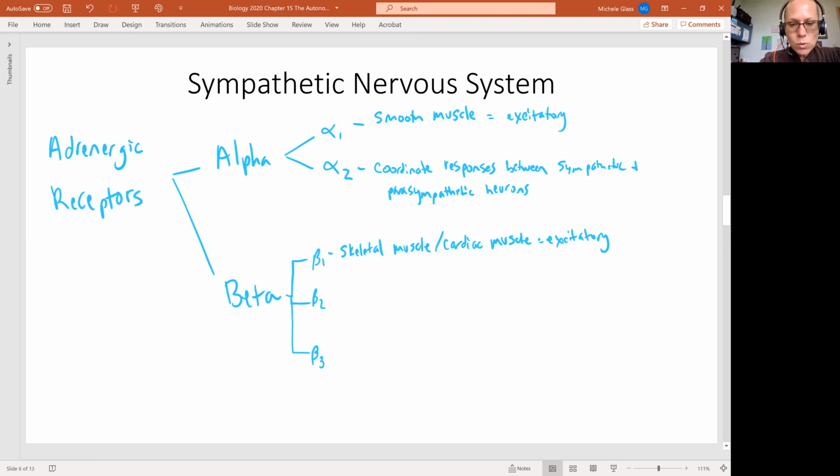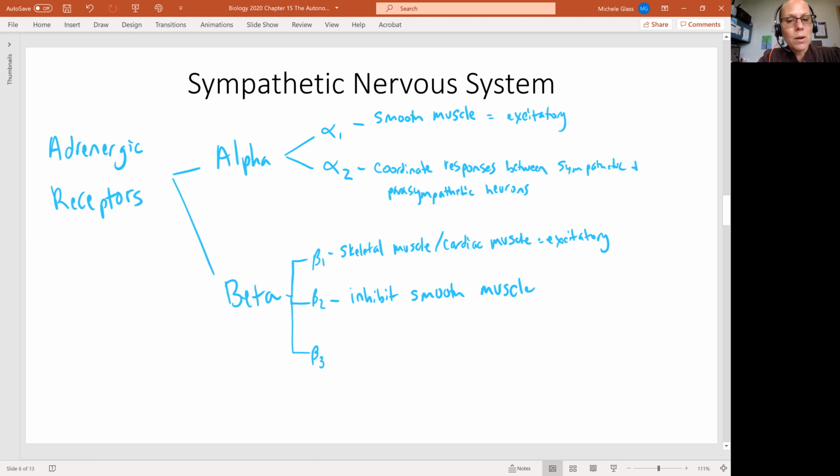Your beta 2 is going to inhibit smooth muscle. So we've seen that if your smooth muscle cells have alpha 1 and you're releasing epinephrine or norepinephrine, that smooth muscle is going to be excited. If your smooth muscle has beta 2 and you're releasing epinephrine or norepinephrine, that smooth muscle will be inhibited.